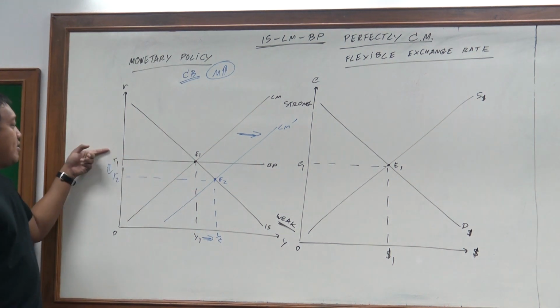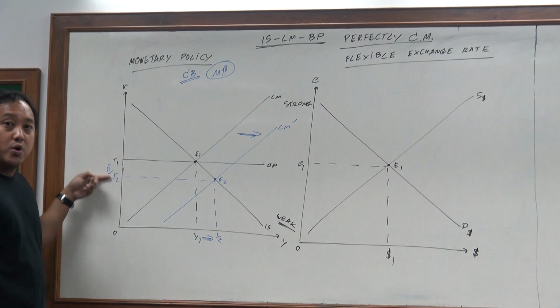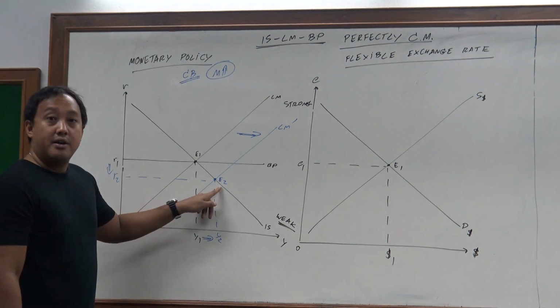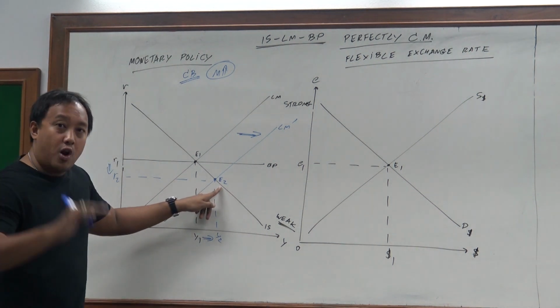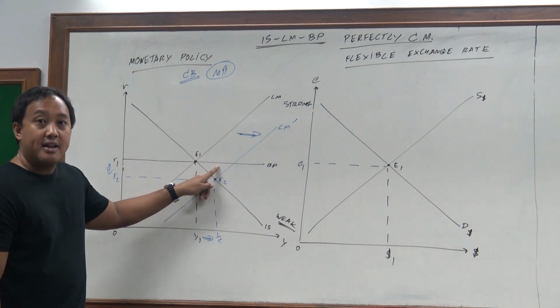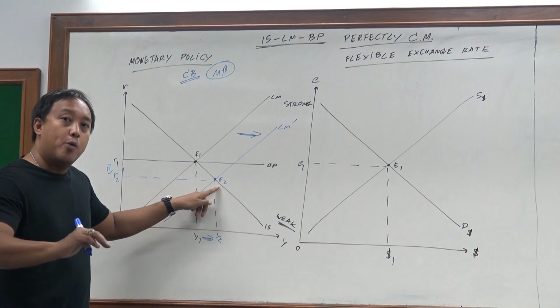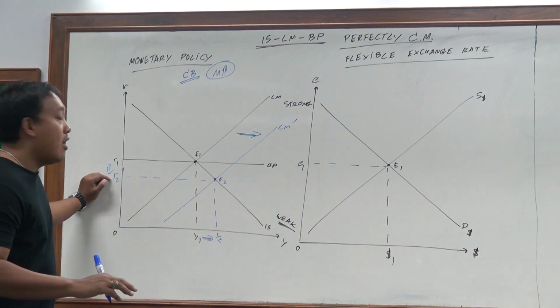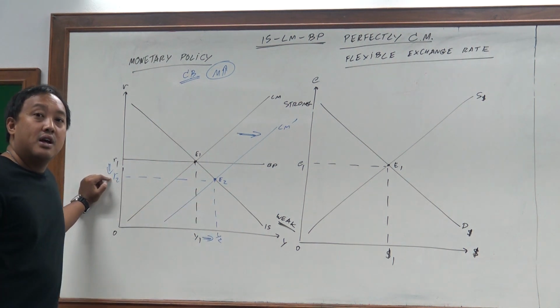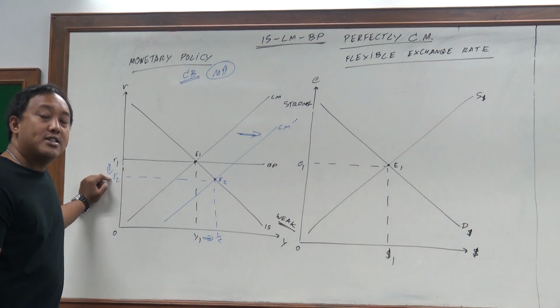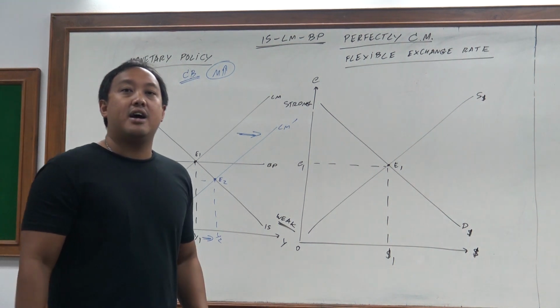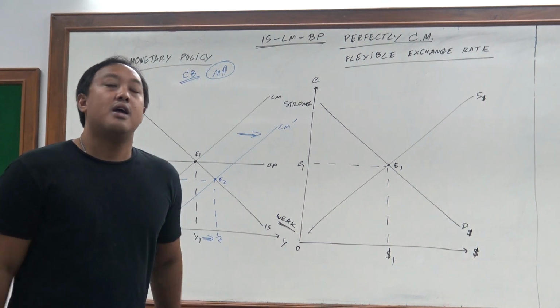However, the real interest rate drops from R1 to R2. What does it mean? The new equilibrium point is below the balance of payment, which means the real interest rate is too low. When the real interest rate is too low, what does it mean? The money is going to flow out.